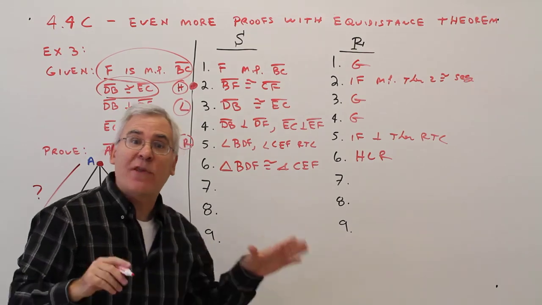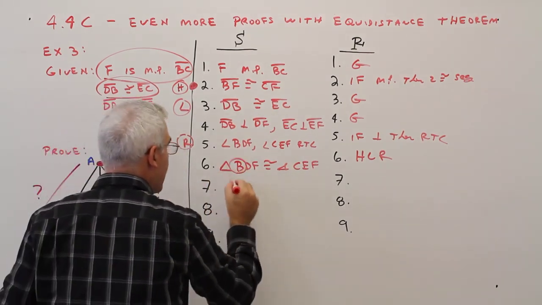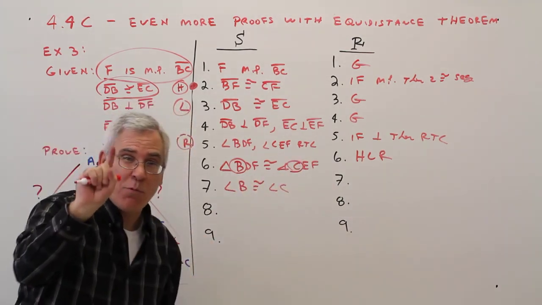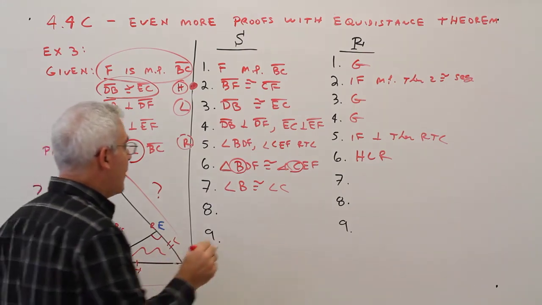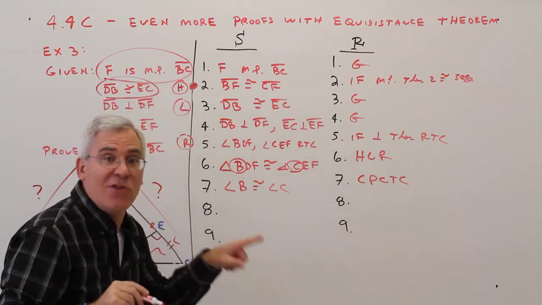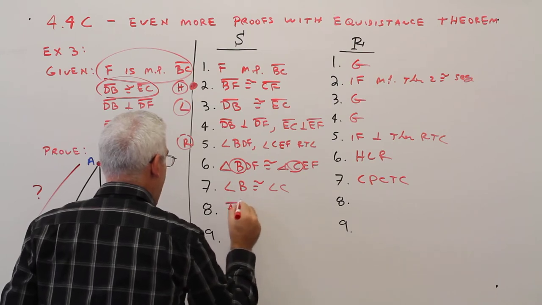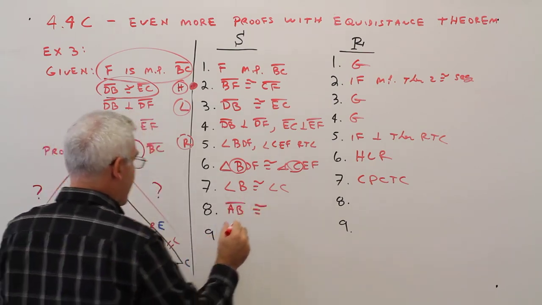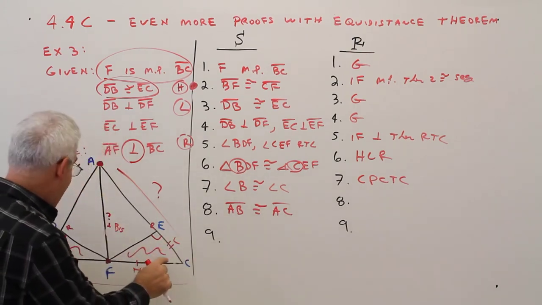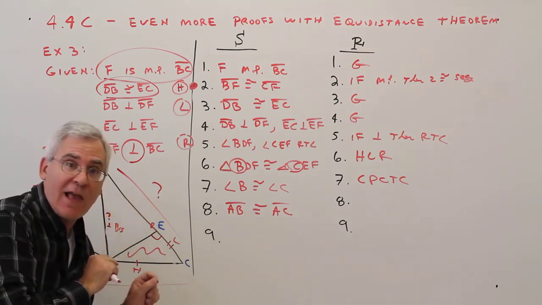Then once I get the triangles, I can get the parts. So angle B is congruent to angle C. I could just use one letter because I don't have any ambiguity there. CPCTC. Then I do have to get the sides. So I could say side AB is congruent to side AC. And that's looking at that big triangle being isosceles. If these angles are congruent, then the big sides of the isosceles triangle are congruent.